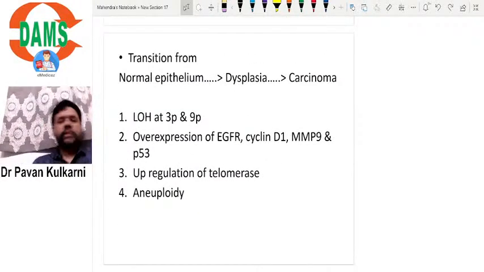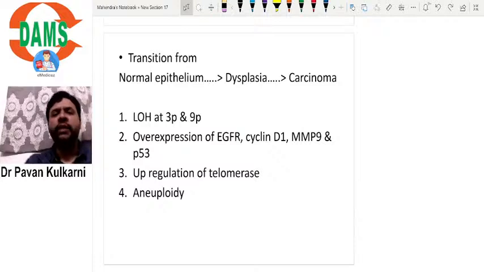Okay, now see, this is a very important concept. You have to understand the pathogenesis or pathology. For a normal epithelium to become dysplasia, to become cancer, the following changes take place. These are all at the molecular level. What is LOH? Loss of heterozygosity. All of us know there are chromosomes, right? Now 3p and 9p. What is p? Short arm. Short arm of chromosome number 3 and short arm of chromosome number 9, there will be LOH. That means broadly you can understand that some chromosomal change takes place there. So if you see LOH in 3p and 9p, there is a high risk that it can be a dysplastic lesion, or it can convert into carcinoma.